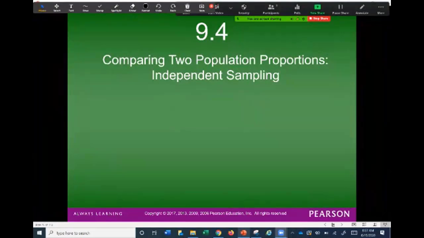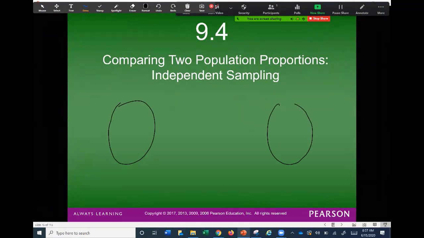9.4. Comparing two population proportions. Independent sampling. We have two populations, population 1 and population 2, or they could be the same population but in different conditions, different years. In this population we have a proportion, this proportion will be P1, that is the population proportion, and this other one will be P2.